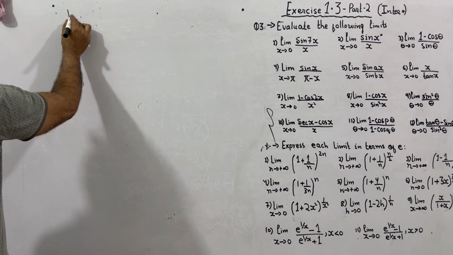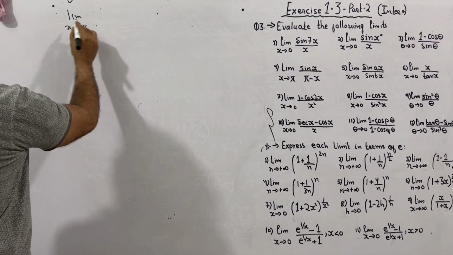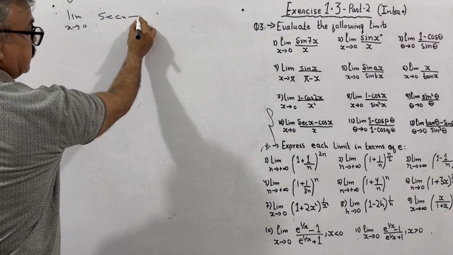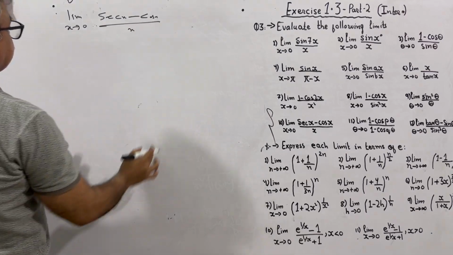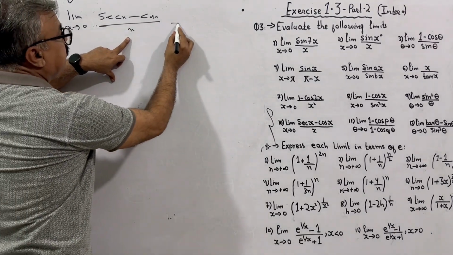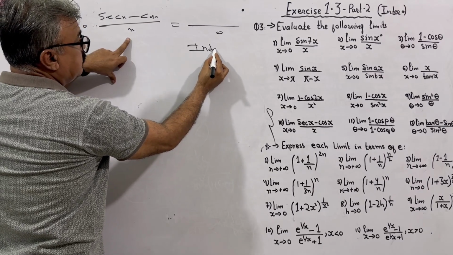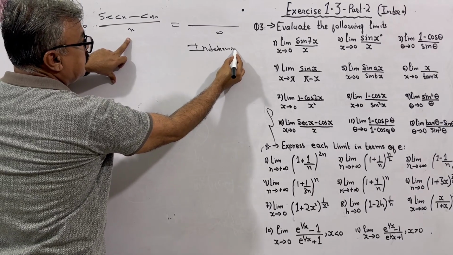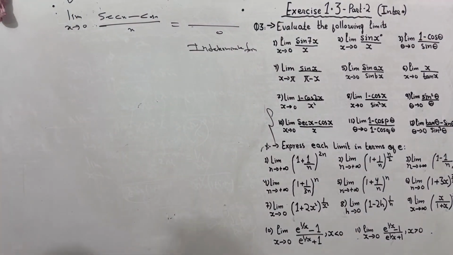Question number 10, limit. It is the first question that you are learning today. Limit x tends to 0, sec x minus cos x divided by x. Put the limit directly, the denominator is 0 obviously. Indeterminate form. Try to get rid of this.